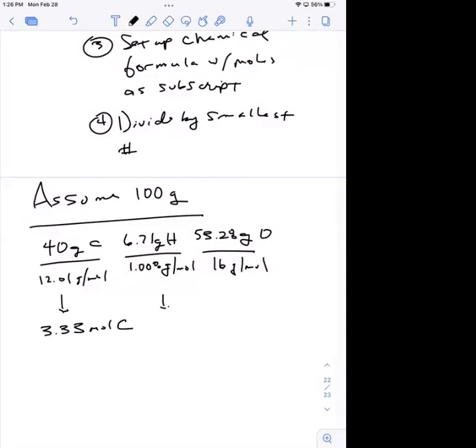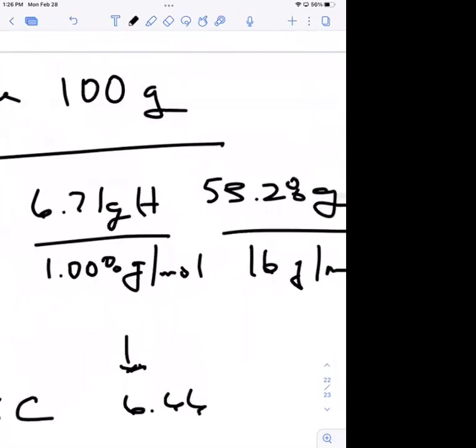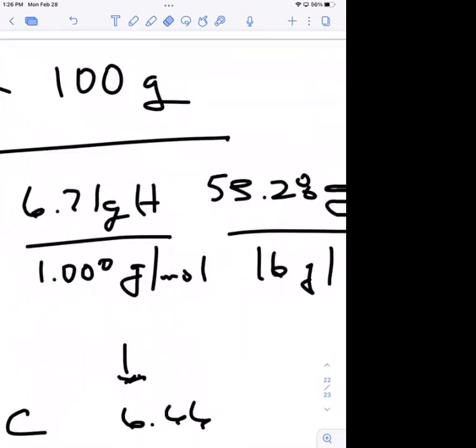What about hydrogen? What's the grams per mole number for hydrogen? 1.008. It's 6.65. Is that rounded down or up? Down. So you can round it up to 6.6, but we'll leave that. We don't worry about it.